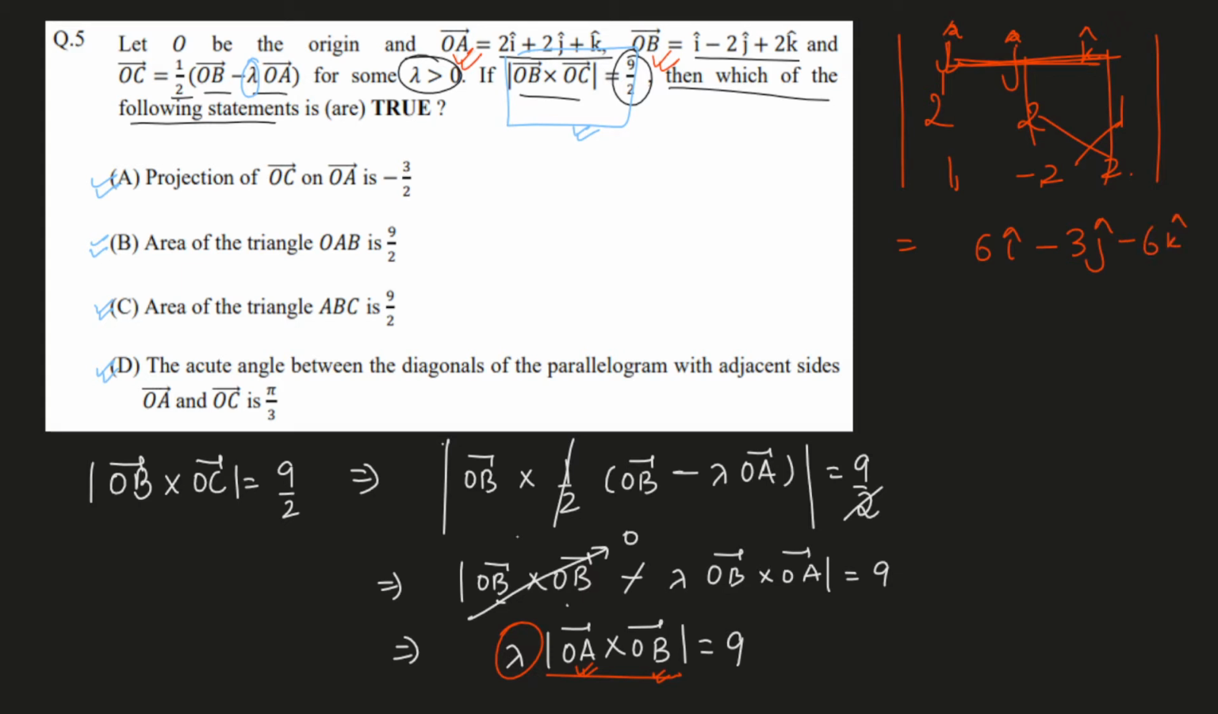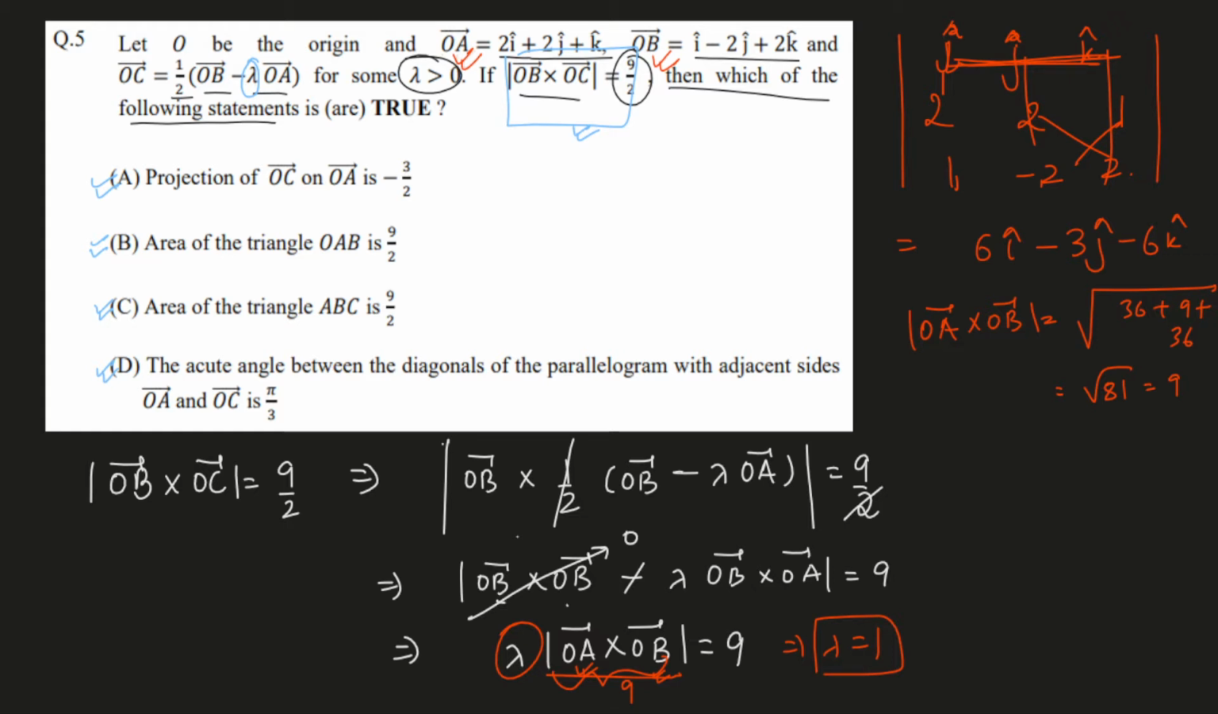So the magnitude of this vector, the magnitude of vector OA cross OB, is equal to the square root of 36 plus 9 plus 36, that is square root of 81, or 9. So this thing right here is equal to 9, so that gives us the fact that lambda is equal to 1. So that saves a lot of computations that would otherwise have been really hectic.